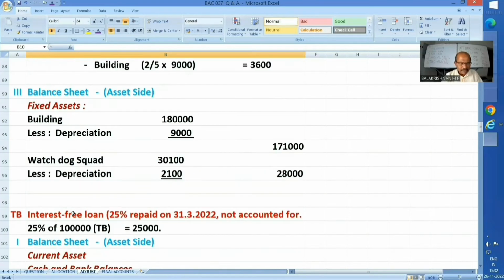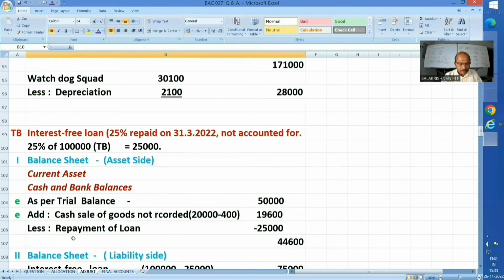There is an item in the trial balance: interest-free loan 25% repaid on 31/3/2022, not accounted for. Okay, this is an extra adjustment. So 25% of the 1 lakh loan is 25,000. That had been paid, actually a cash outflow. We have to adjust it in the cash and bank balances.